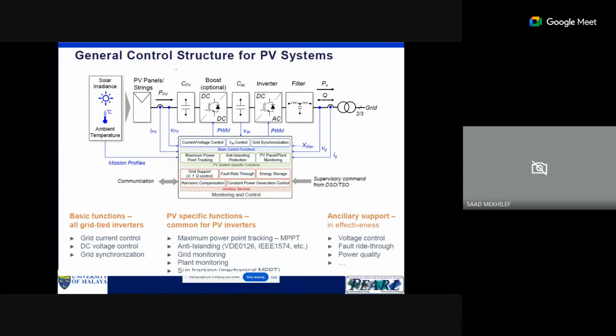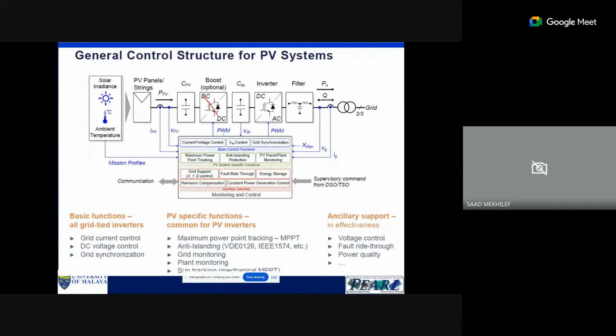Okay, use the red one. So we have the PV. Most of the time we use the sensors here, the current sensor and the voltage sensor. These are useful for MPPT control. These are important. And then sometimes we have a capacitor here. This is to reduce the fluctuations in the PV. And then we have a DC to DC converter.